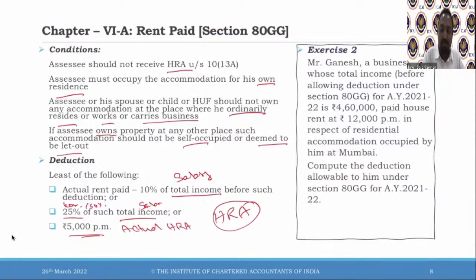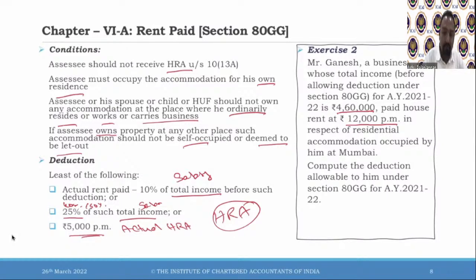Mr. Ganesh, a businessman, whose total income before allowing deduction is 4,60,000, paid house rent of 12,000 per month in respect of residential accommodation occupied by him at Mumbai. Compute the deduction eligible to him. So that's what we need to calculate.